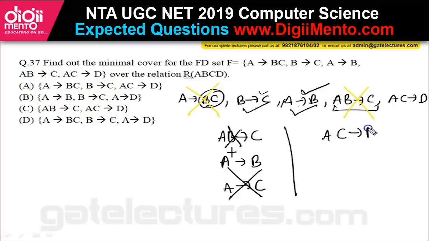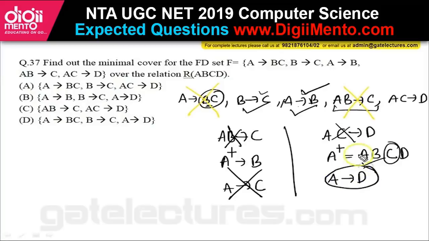So let's solve this one. AC derives D. Now let's try to find out the A closure. A closure is giving A, B, and B can give C, and A and C can give D. So it means A closure can give C, right? So I can remove my C from here. So I can just write A derives D here, and it cannot be derived by anyone else, so this is also right here.